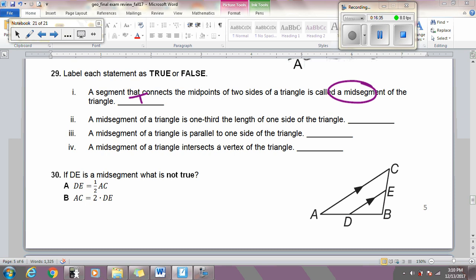A midsegment of a triangle is 1/3 the length of one side of the triangle. False. It is 1/2 of the side that it is parallel to. A midsegment of a triangle is parallel to one side of the triangle. That's true. A midsegment of a triangle intersects a vertex of the triangle. That is false. So again, to remember about a midsegment, it connects midpoints. One, it's parallel to one side, and it's going to be half the distance of the side that it's parallel to.